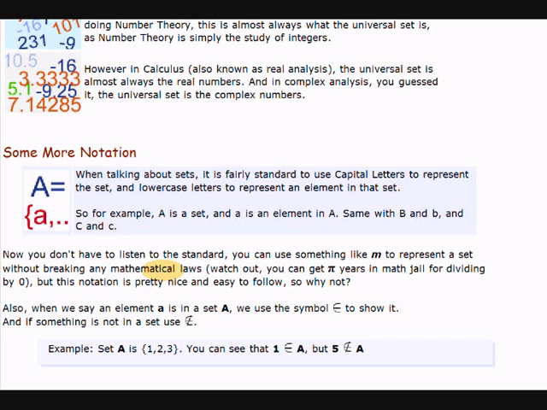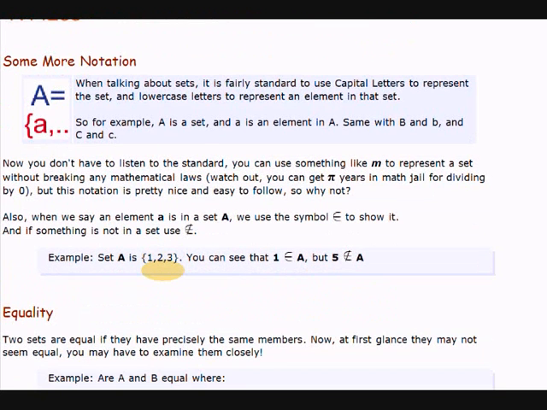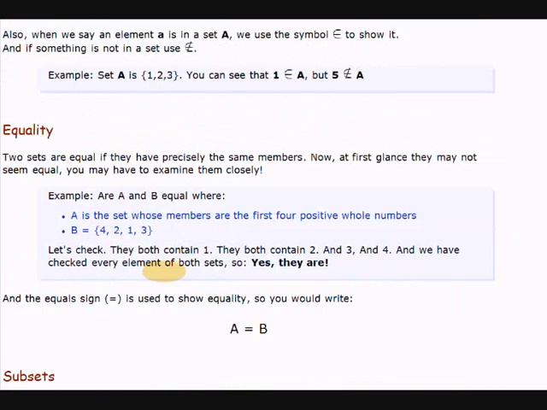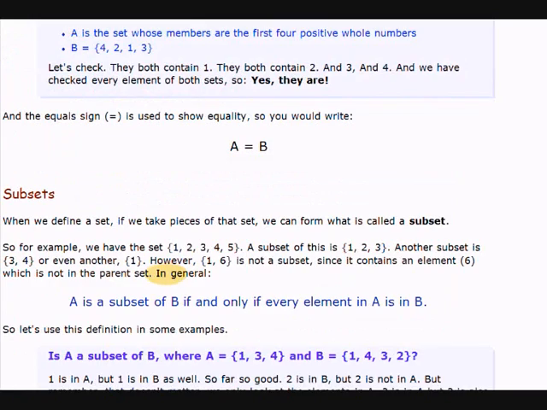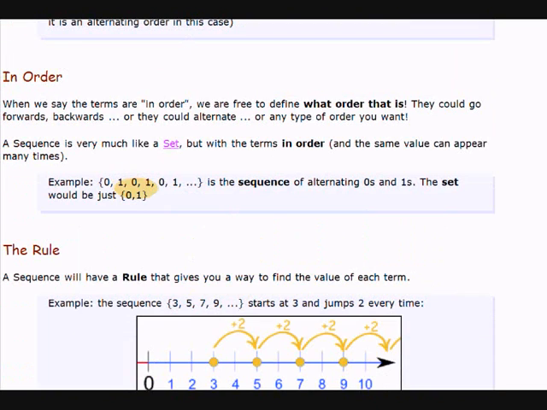So with the set, a sequence is very much like a set, but with the terms in order. A set may not have its terms in order. We saw that there. In the same way, a value can appear many times here. The set may have 0, 1, but a sequence will have many things here.